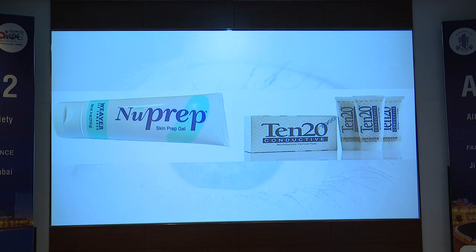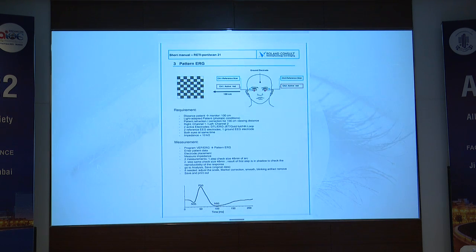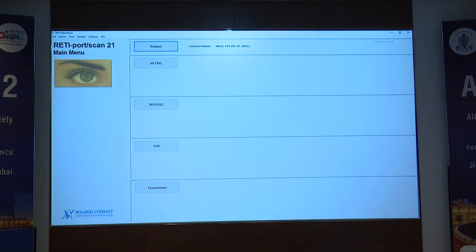These are the gels, the NuPrep skin gel and the Ten20 conductive paste used to clean the skin and apply the electrodes respectively, just going through so that it brushes the electrodes again for you. This is the short manual that is provided with each machine, and these have the guidelines as to how to proceed with the pattern ERG evaluation.